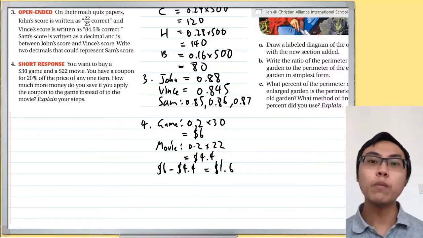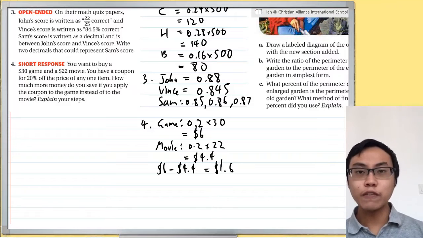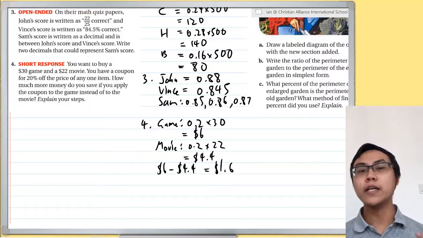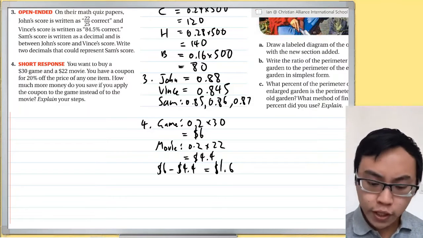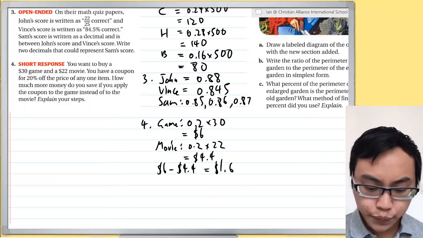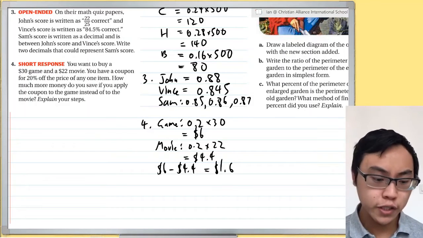So if we choose the same coupon, but we choose it for the game, the more expensive one, then we're going to save more money because we're getting a discount for the more expensive item rather than getting a discount for the cheaper item. So hopefully you understand what that means. So the amount saved is $1.60.